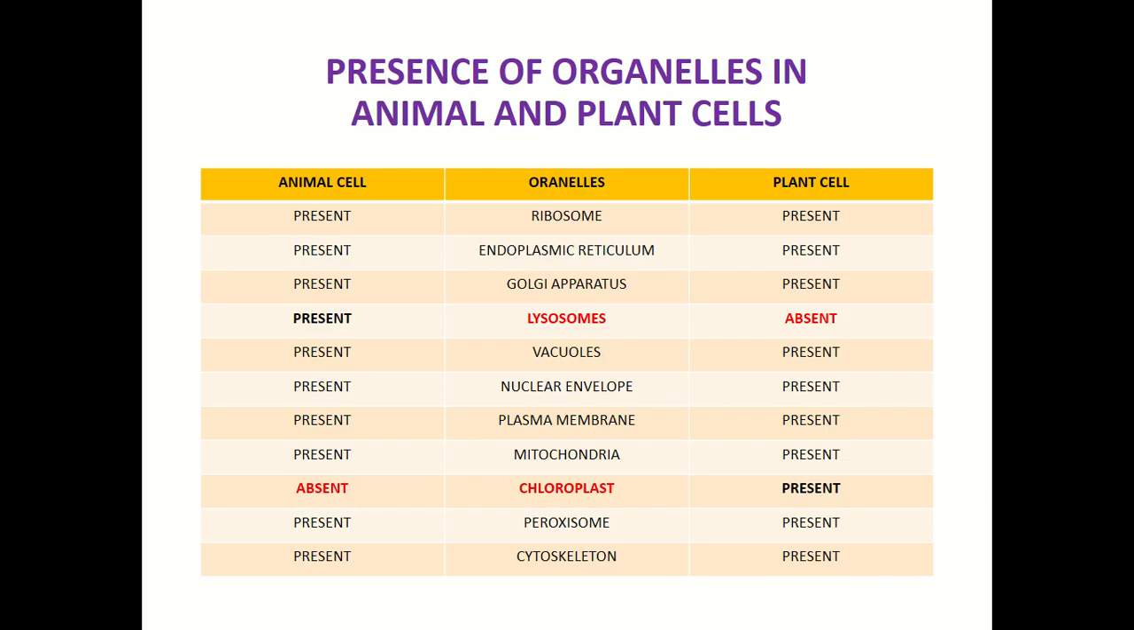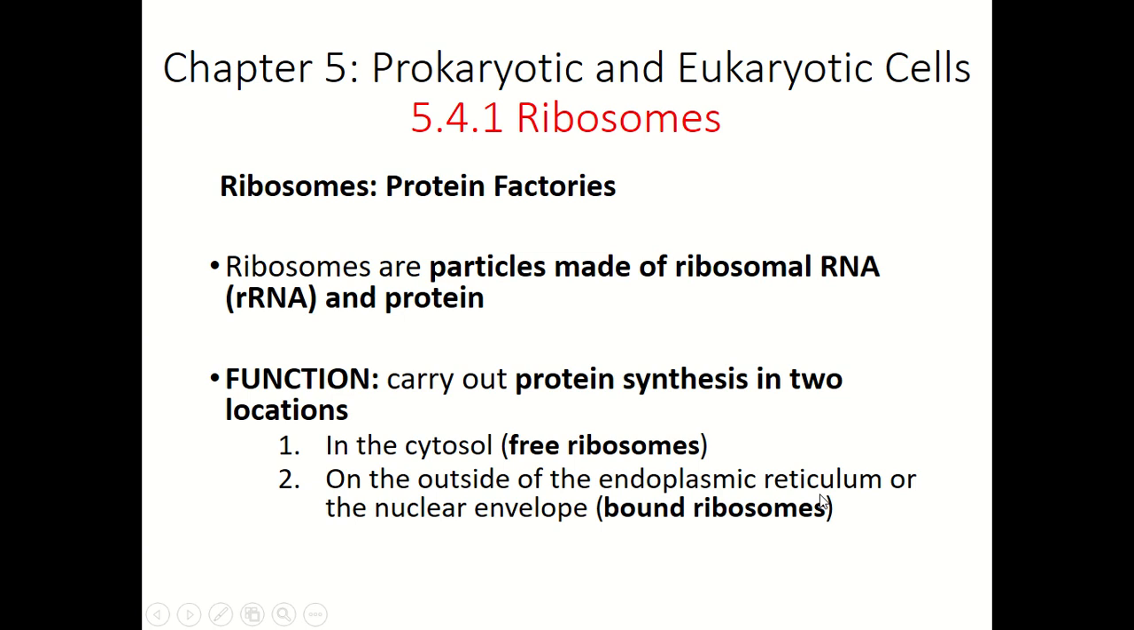This table here shows the presence of organelles in animal and also plant cells. Both animal and plant cells consist of ribosomes, endoplasmic reticulum, Golgi, vacuoles, nuclear envelope, plasma membrane, mitochondria, peroxisome, and also cytoskeleton. Except for lysosome. Lysosome you can only find in animal cells. Meanwhile, chloroplast can only be found in plant cells.